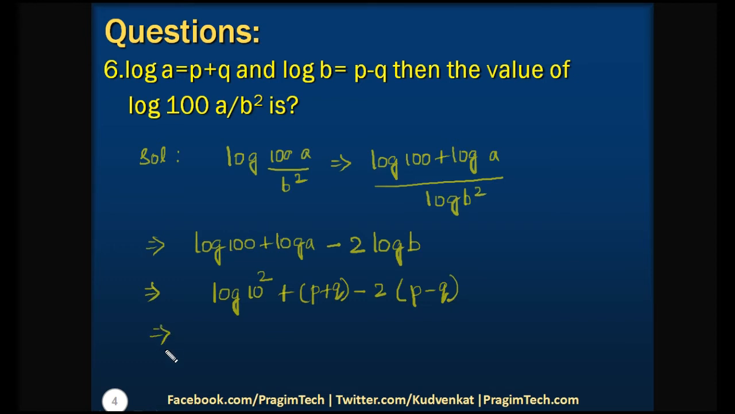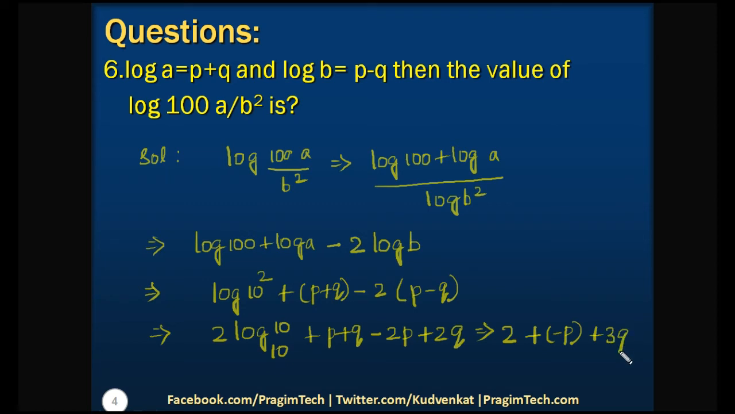So this will be equal to 2 into logarithm of 10. The base is not given, so we will take it as common logarithm, that is 10 plus p plus q minus of 2 into p minus 2p plus 2 into q plus 2q. So it's going to be here 2 into logarithm of 10 to the base 10 is 1. So 2 plus 2p plus p minus 2p, so it is minus p, right? So q plus 2q, it is 3q. Therefore its value is 2 plus 3q minus p, right?